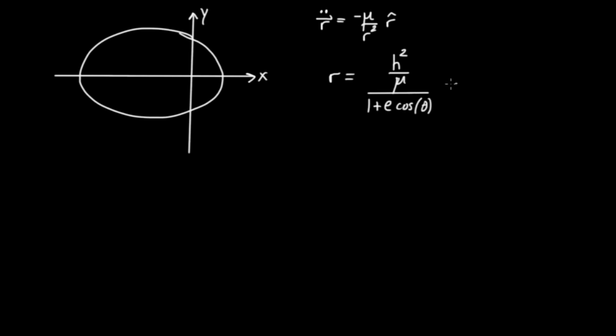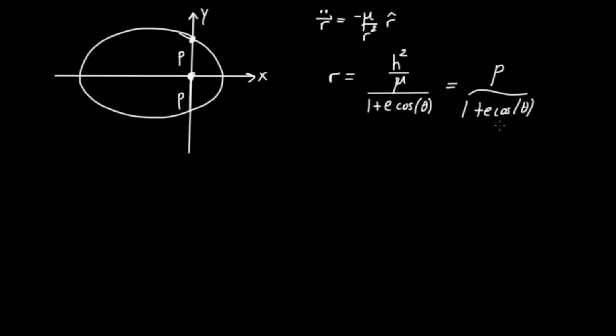Now, also remember that this numerator, h squared over mu, we define that as p, so that we can rewrite this equation as p over 1 plus e times cosine theta. That p is a special parameter of the conic section called the semi-latus rectum. In this ellipse that I've drawn out here, the semi-latus rectum would be the distance from the origin, which is one focus of the ellipse, up to the ellipse. So the distance from here to here would be p, the semi-latus rectum. This is semi-latus rectum because the full latus rectum would be the distance from here to here. So distance from here to here is p. Same thing with distance from here to here, that's also p.